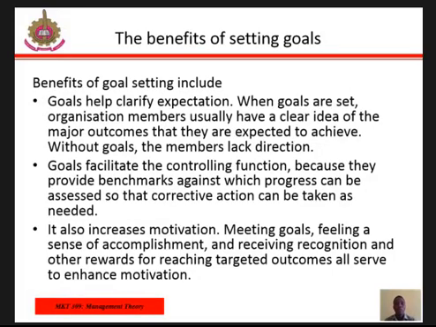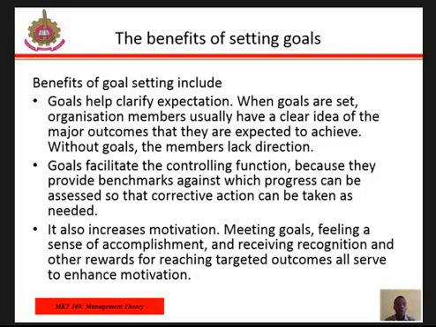The benefit of goal settings, or setting of goals. Benefits of goal settings include: 1. Goals help clarify expectations. When goals are set, organization members usually have a clear idea of the major outcomes that they are expected to achieve. Without goals, the members lack direction. 2. Goals facilitate the controlling functions because they provide benchmarks against which progress can be assessed so that corrective actions can be taken as needed.